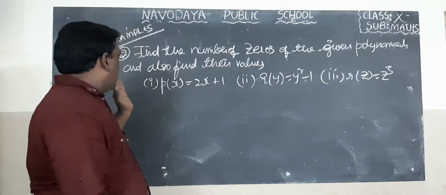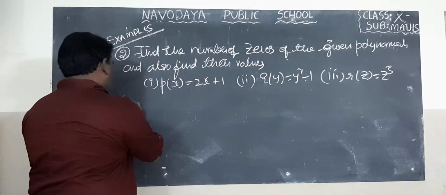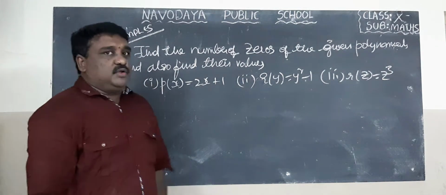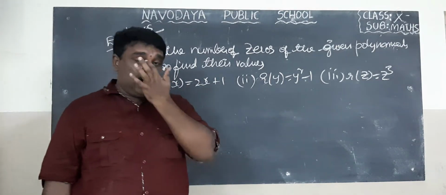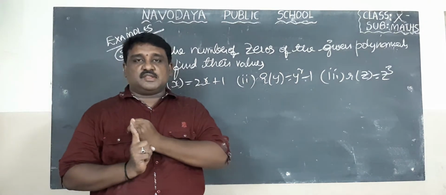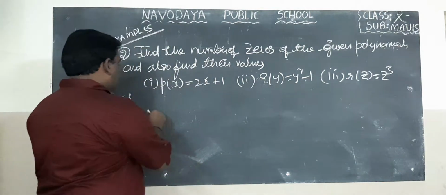Okay? So write the problem first, then we will do the answer. Find the number of zeros, first one, and also find the value. Okay? Find out the number of zeros and also find their values. See the first one.